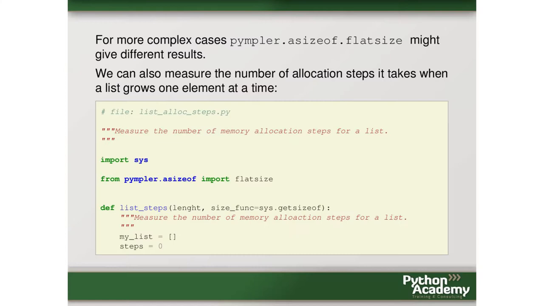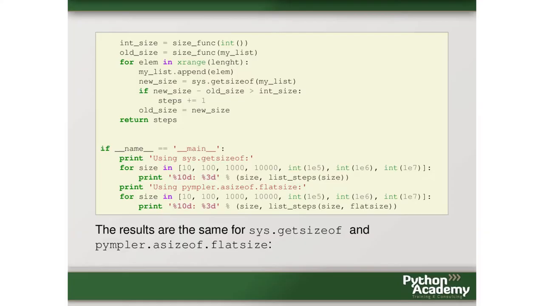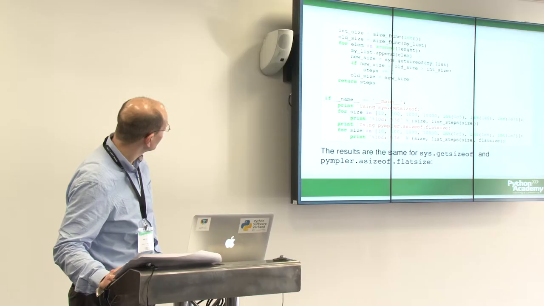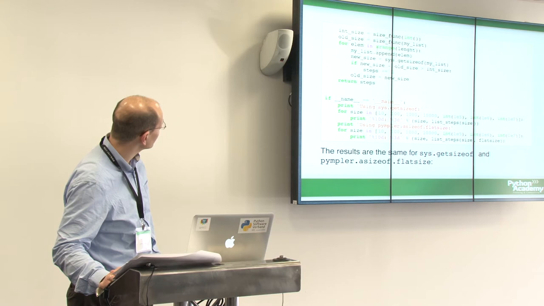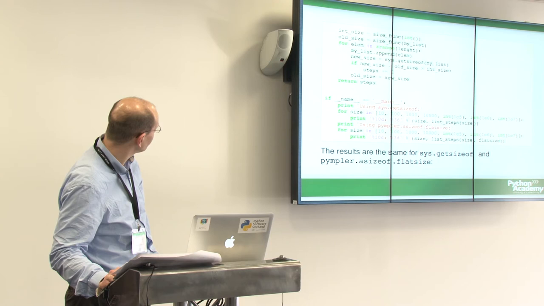And now we also have the growth of the list. If you grow a list, it's the same thing here, and just have it growing here. You have the size of one integer here, and then the old size of a list, which I take off, and then I just go through here and get the size of my list, it's a new size, and then I subtract the old size from the new size. And if this is greater than the size of an int, I add a step. And then I set the old size to the new size and return.